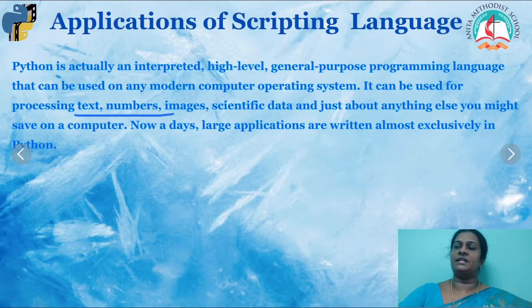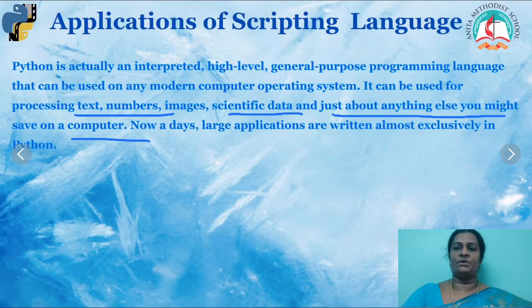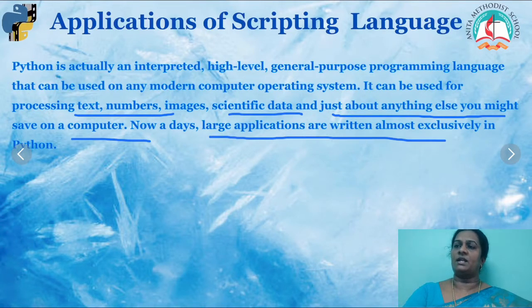So it's used for processing text, numbers, images, scientific data, and just about anything else you might save on the computer. Whatever we are saving on the computer, you can use Python, a high level general purpose interpreted programming language. Nowadays large applications are written almost in Python. I'm repeatedly telling you, Python is mainly used for storing huge databases and then to import or filter particular data from there.